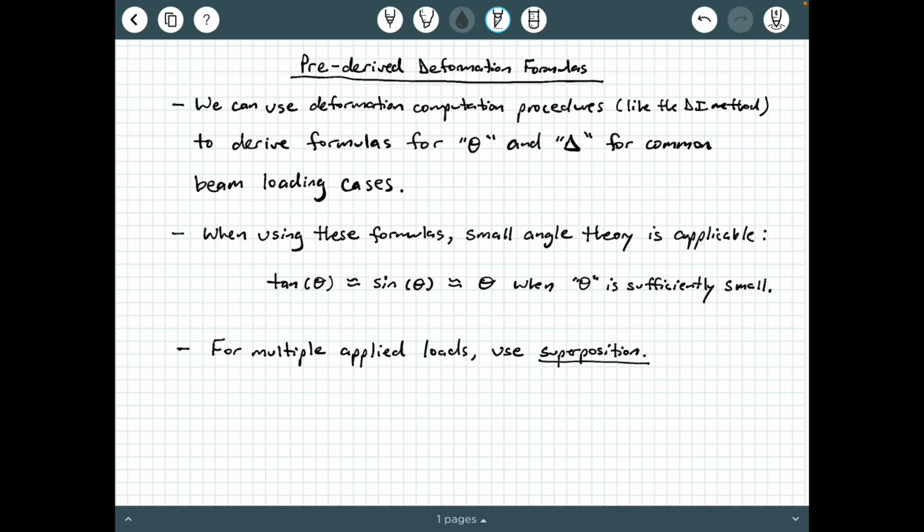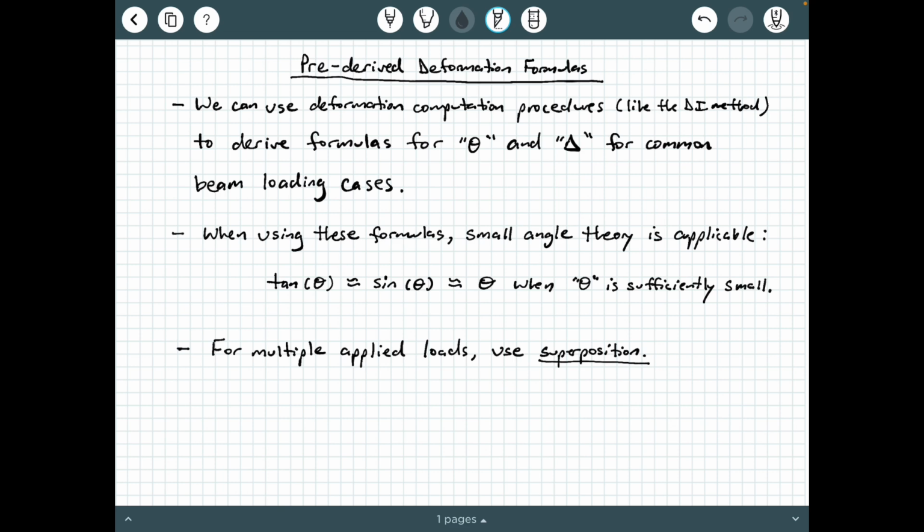But we need to know the double integration procedure so we know how these formulas work and where they came from, okay? And so what we're going to do is look at several common beam loading cases where we have already derived equations and terminologies for theta and delta that'll make our calculations go a lot faster and more efficiently.